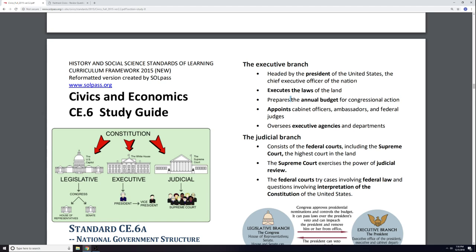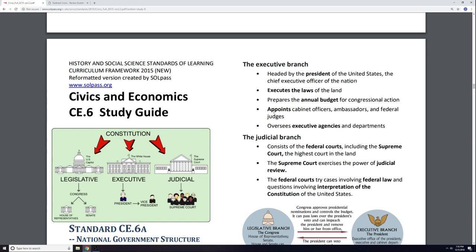They prepare the budget. So again, they prepare the annual, meaning we do it once a year, budget. So it says for congressional action. So Congress, it's already telling you, they have to confirm it. They prepare it, Congress confirms it. They appoint, they select cabinet officers, they select ambassadors. They appoint federal judges. Select, appoint.